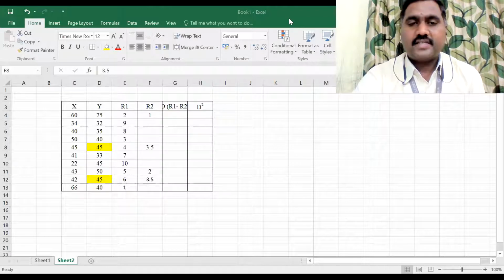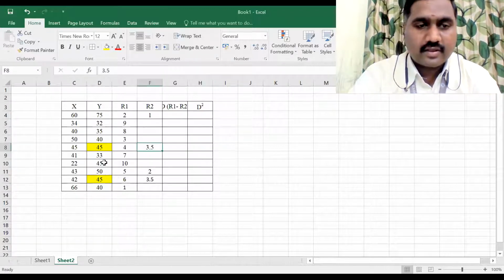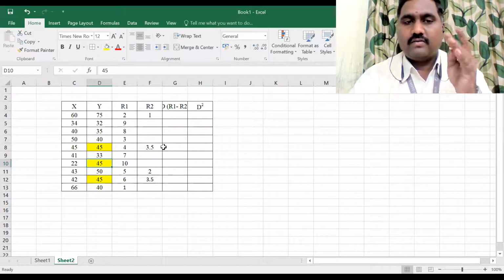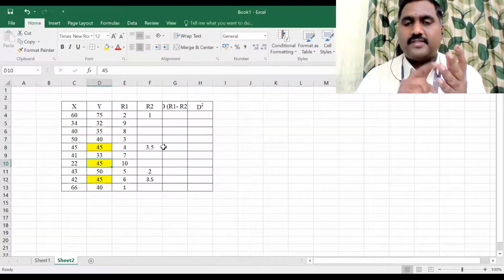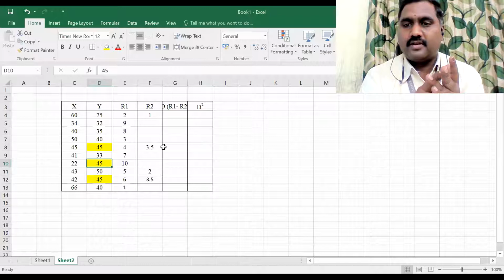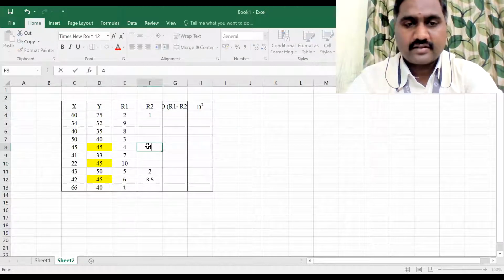Hello, sir. Yes, sir, there are actually three 45s, sir. There's another one. Okay, yeah. So three 45s means 3, 4, 5. That means third rank, fourth rank, fifth rank. So 3 plus 4 plus 5, how much? 12. 12 by 3, 4. Okay. So we need to apply 4 here.